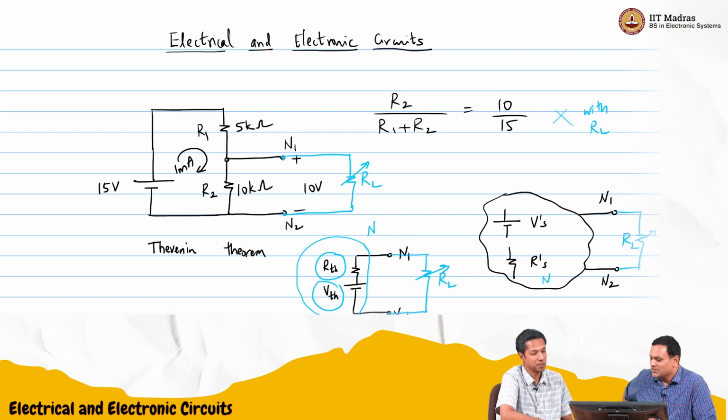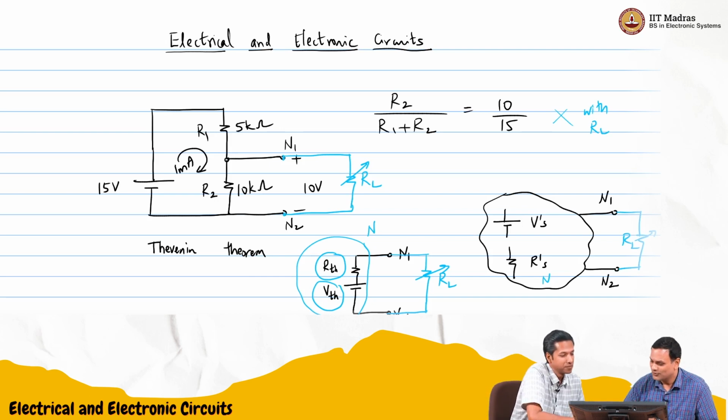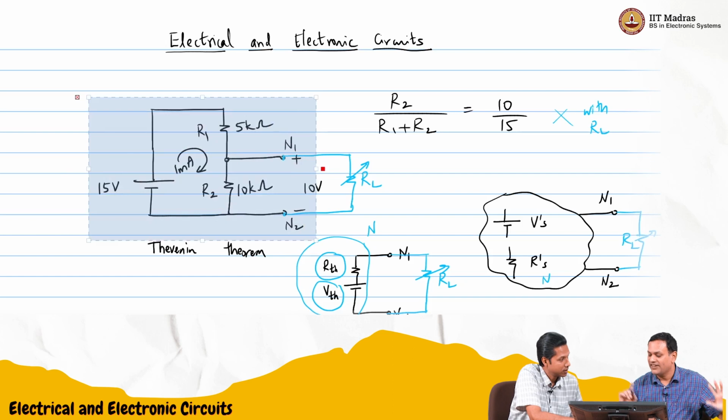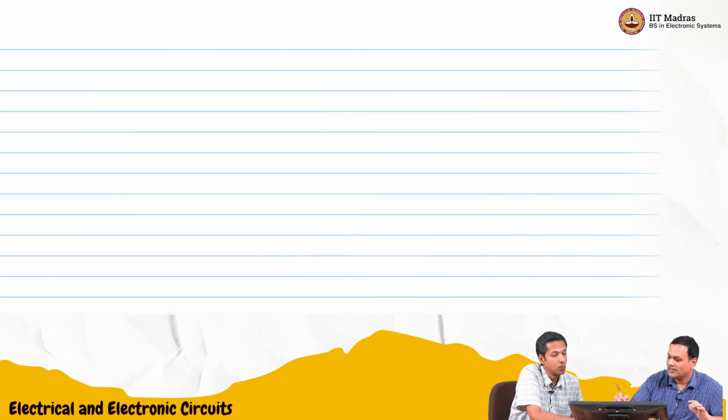So this VTH and RTH should somehow be values that are dependent on all the voltage sources and all the resistors. We'll do it for that simple network. We will get a lot of understanding. So let us take this case. The question is how to find out VTH and RTH.